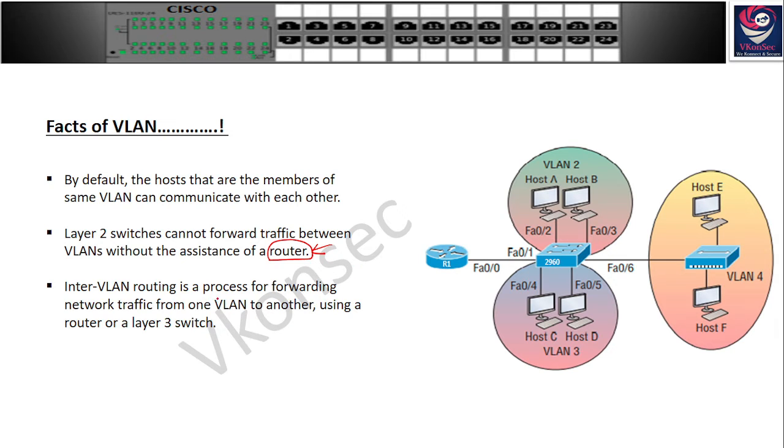Inter-VLAN routing is a process for forwarding network traffic from one VLAN to another using a router and layer 3. Same as I told you, you need a router or layer 3 switch if you want to transfer the packet from one VLAN to another. Suppose host B wants to send the packet to host D, and host B wants to send the packet to host E. Then only it is possible to transfer with the help of inter-VLAN routing. It is possible.